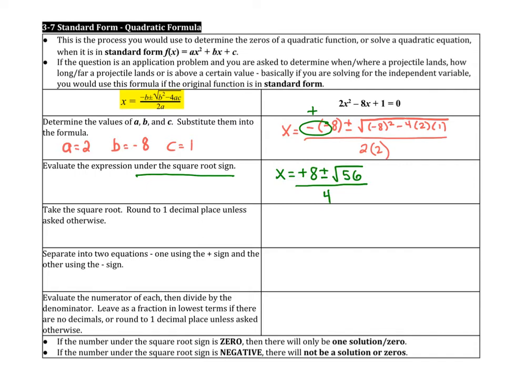And again, it's totally up to you. You can write that 8 as a positive, or you could just leave it as 8. That's the next part.